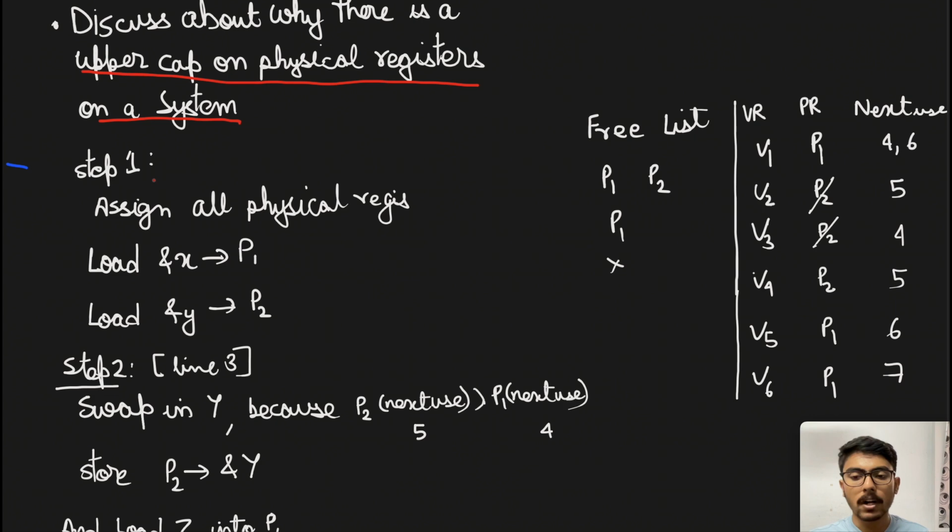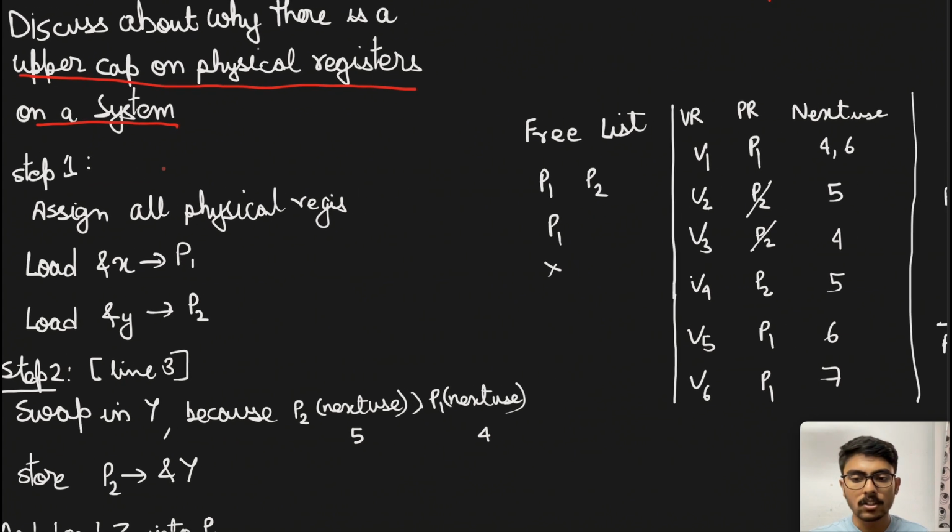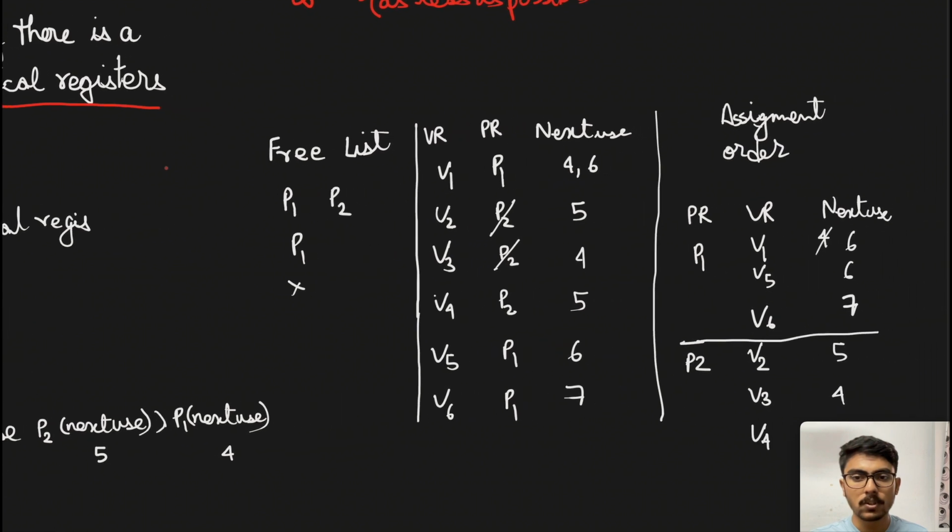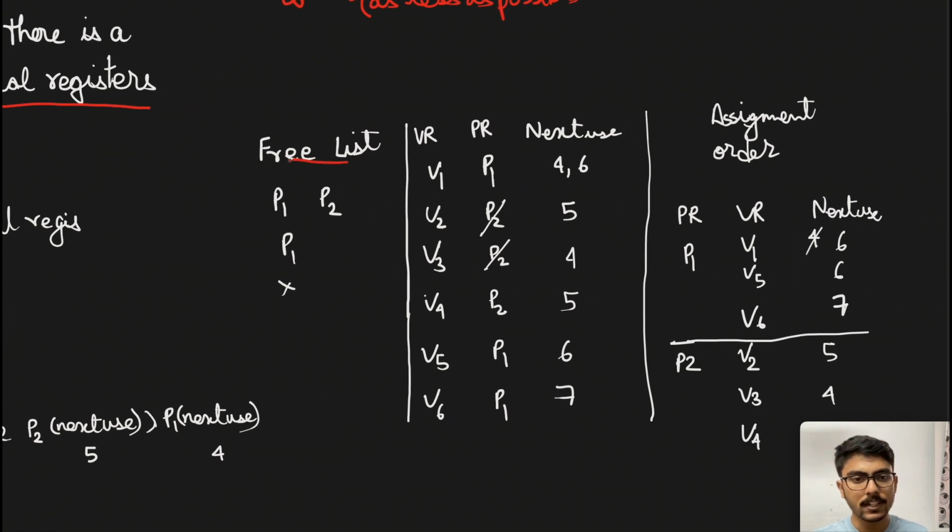The first part will be making 3 lists. So the 3 lists will be as follows. First is a free list. Now what is this free list? Free list is basically the number of registers that are currently available to us.